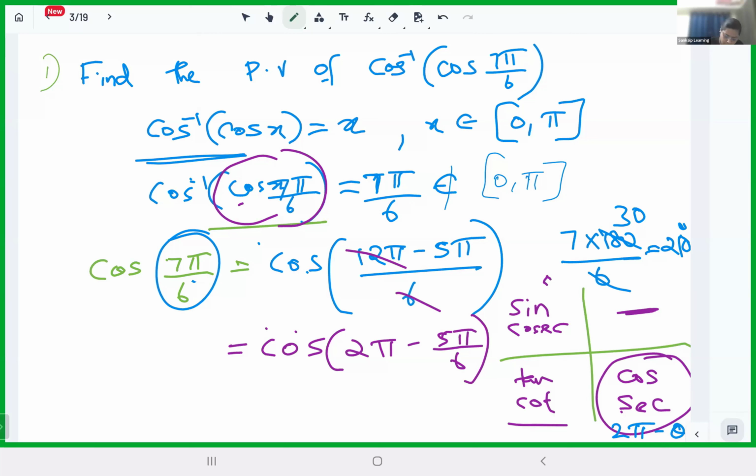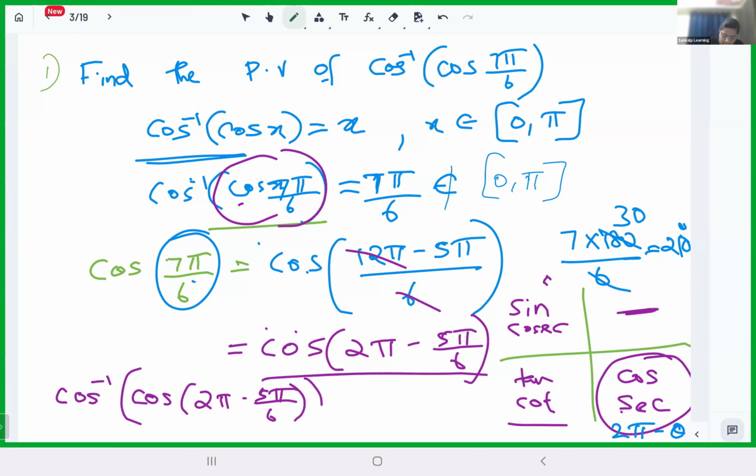Now what we have to do? We have to apply the property. What is the property? Cos inverse of cos of 7 pi by 6, and now I'm going to write it like this: cos inverse of cos of 2 pi minus 5 pi by 6. So cos inverse of cos x is equal to x. So this will become 2 pi minus 5 pi by 6.